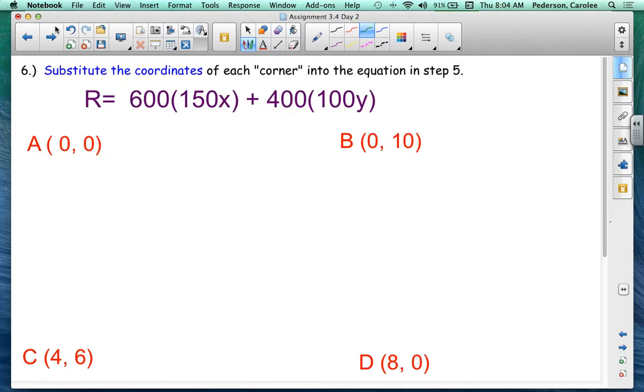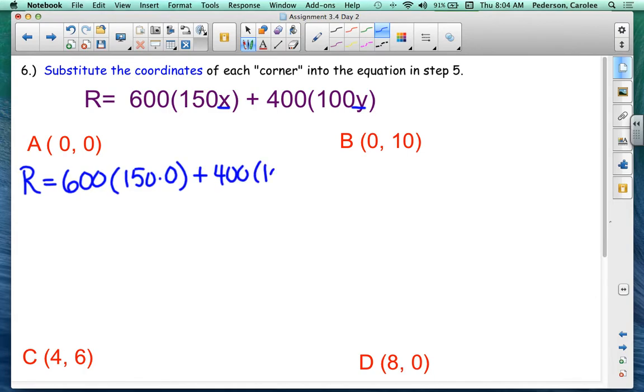So again, like we said here, if we substitute 0 in and 0 in, you're going to notice that you're not going to get any revenue. So I'm just going to quickly show a little bit of work here. 150 times 0 plus 400, 100 times 0. You're not going to get any revenue. No money there. All right, let's head over to the next one.